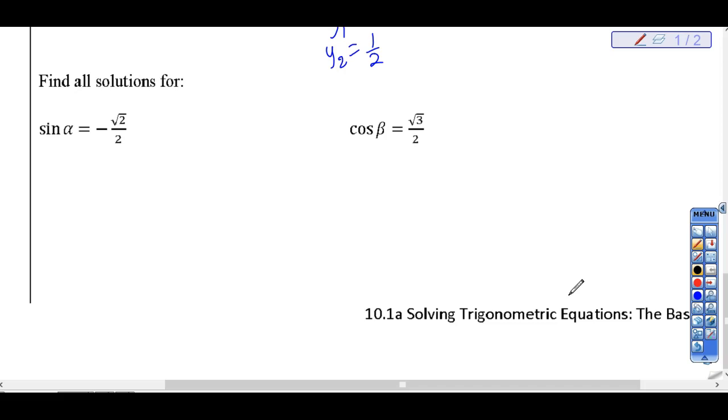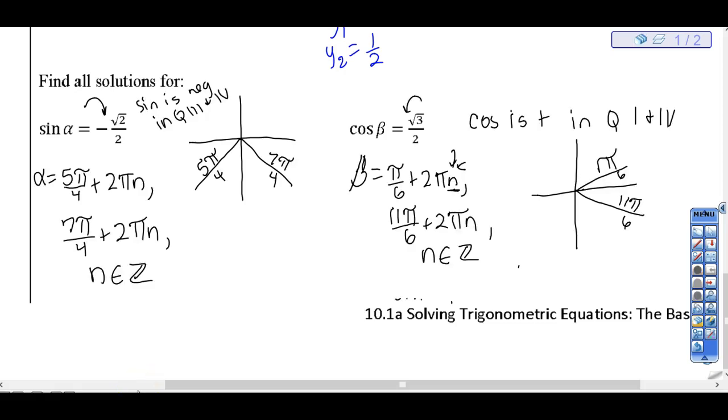45, 45. Not your equilateral, because that's a 60, 60, 60, but an isosceles right triangle. Isosceles. Your 45, 45, 90. And where is sine negative? Quadrants 3 and 4. So you're talking about that angle and that angle. Okay, so I'm going to press pause. You can try it out, come back and try the second problem too, cosine of beta.